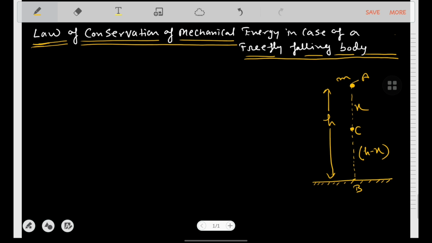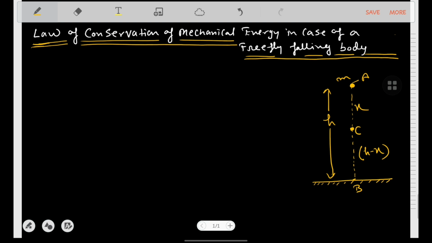This is all about the image over there. I hope the figure is clearly understood by all of you. This figure is actually the backbone of this derivation, so I hope you have understood it successfully. Now we are approaching point A, point C, and then point B. Just remember one thing, we have to prove the law of conservation of mechanical energy.